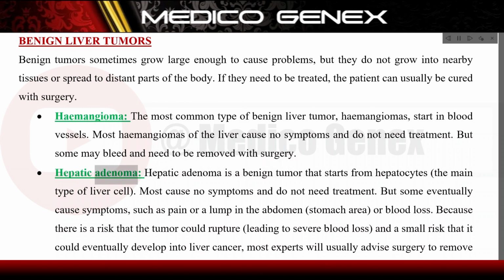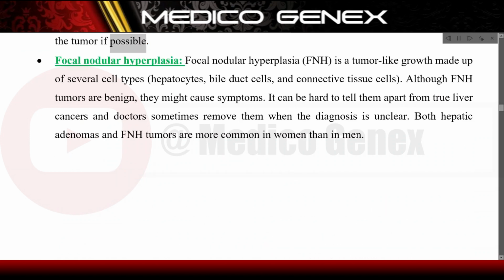Hepatic adenoma. Hepatic adenoma is a benign tumor that starts from hepatocytes, the main type of liver cell. Most cause no symptoms and do not need treatment. But some eventually cause symptoms, such as pain or a lump in the abdomen, stomach area, or blood loss. Because there is a risk that the tumor could rupture, leading to severe blood loss, and a small risk that it could eventually develop into liver cancer, most experts will usually advise surgery to remove the tumor if possible.